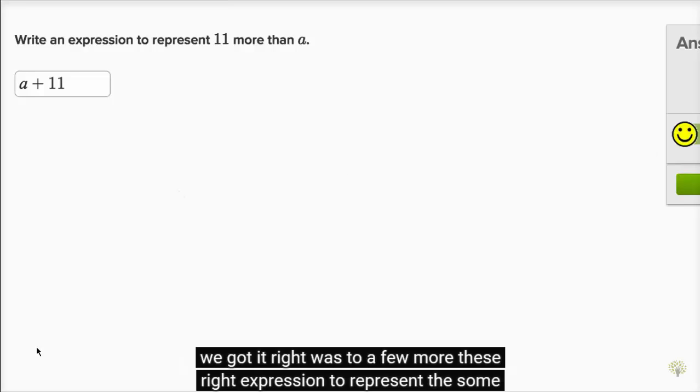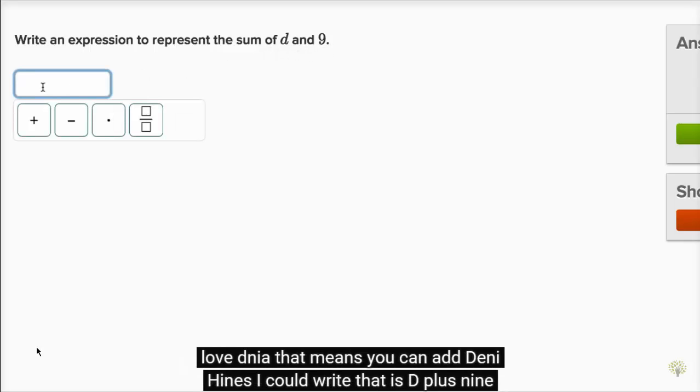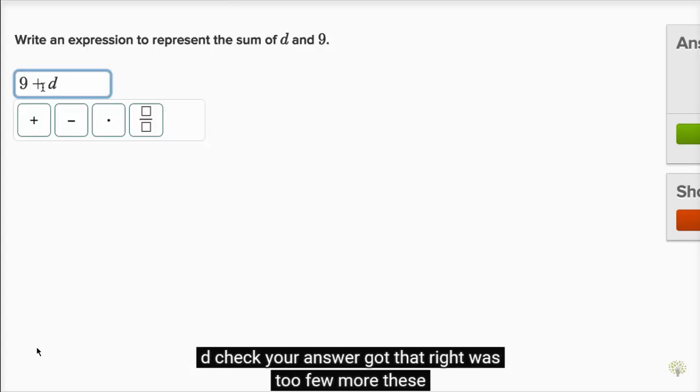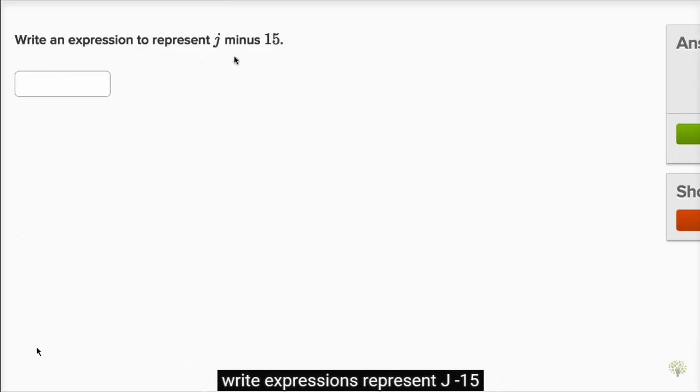So let's check our answer here. We got it right. Let's do a few more of these. Write an expression to represent the sum of d and 9. So the sum of d and 9, that means you're going to add d and 9. So I could write that as d plus 9, or I could write that as 9 plus d. Check our answer. Got that right.